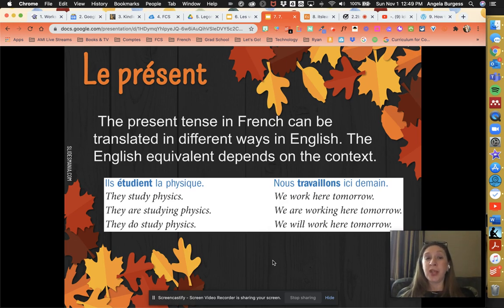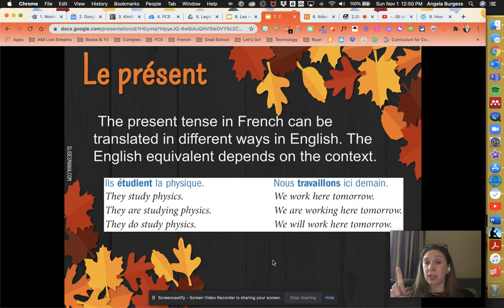So, the present in French can be translated a couple of different ways in English. In French, there's only one present indicative tense. So, you could say, ils étudient la physique. That one sentence can mean all three of these things. They study physics. They are studying physics. Like right now, they are studying physics. Or, yeah, they do study physics. Like someone asked you, do they study physics? And you're like, oh, yeah, they do. They do study physics.